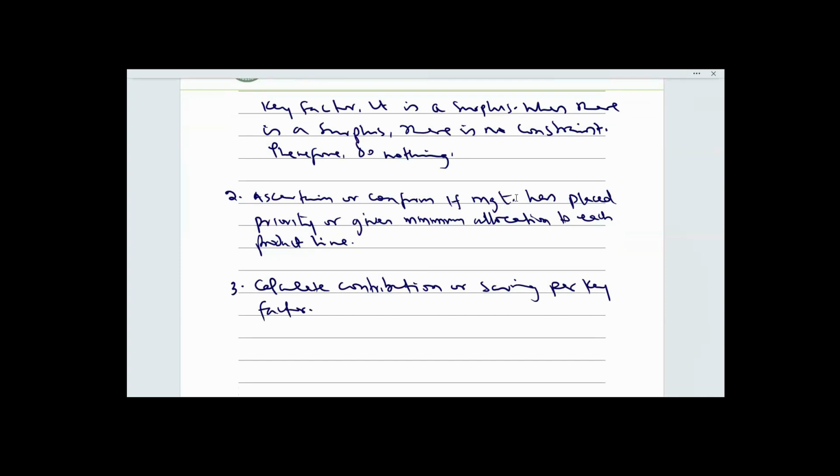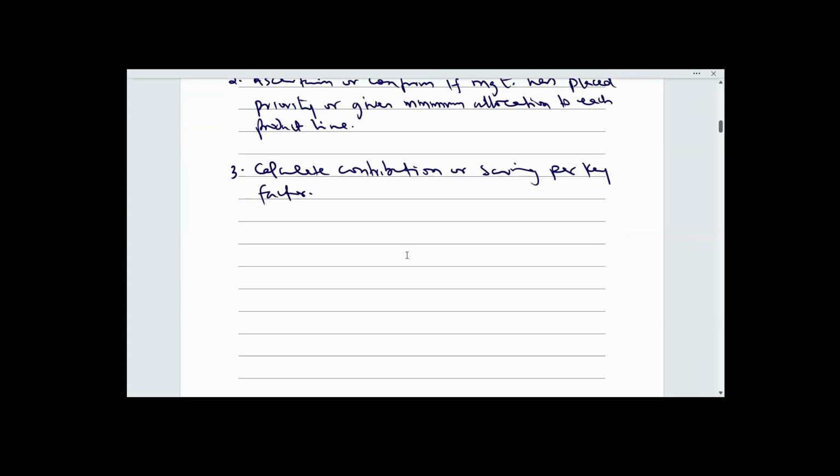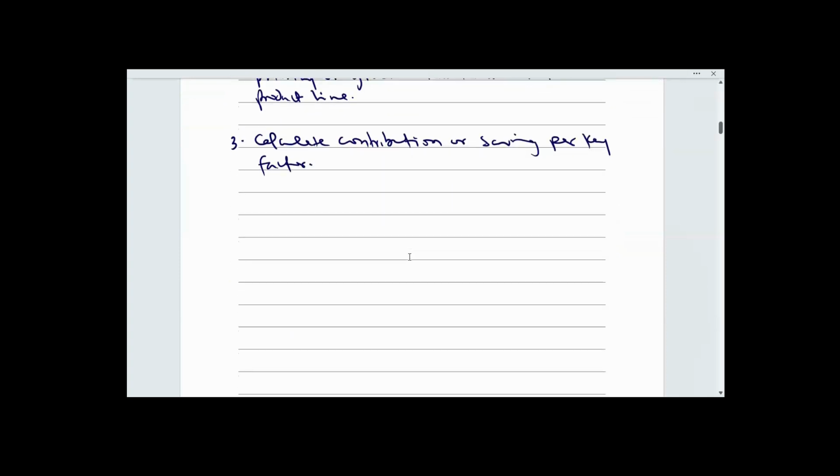So you already know how to calculate contribution. Let me just show you. Calculate contribution per unit first. That should be the first thing. Calculate contribution or saving per unit before you go to contribution per key factor.